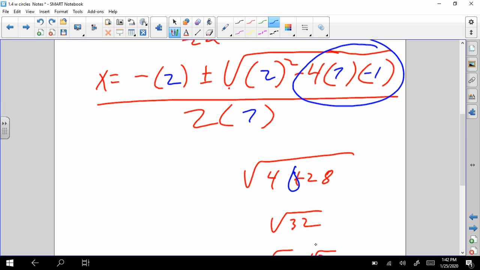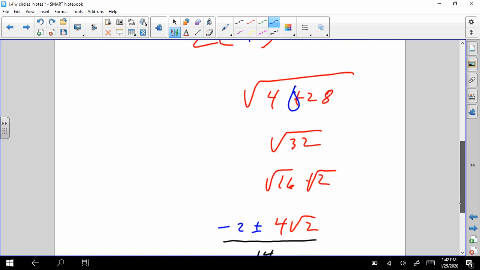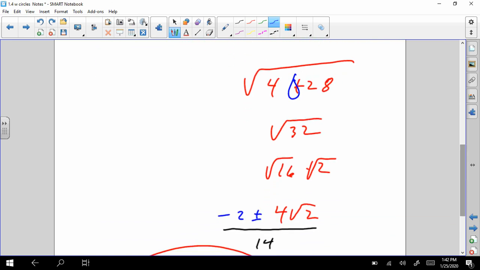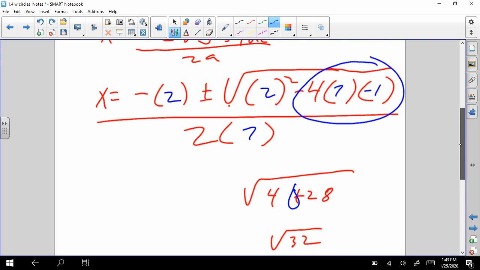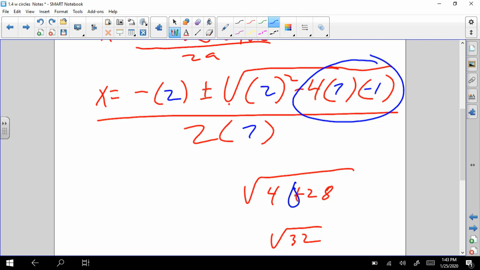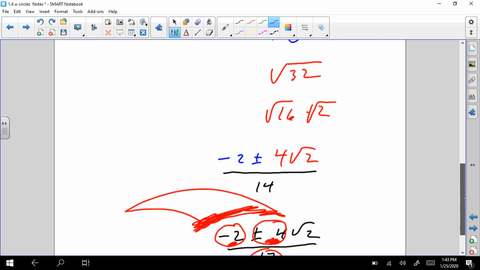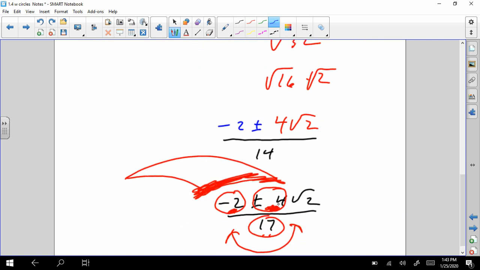Square the 2, you get 4. 4 plus 28 is 32. And 32 has a factor of 16 as its largest perfect square. We'll take the square root of 16 and the square root of 2. We'll end up with 4 radical 2. That's the place where most of the mistakes happen. -2 is the b value up front, 14 is the 2a value down below. Please don't forget to look for the clown face. Check this number and this number to see if there is something that will reduce.